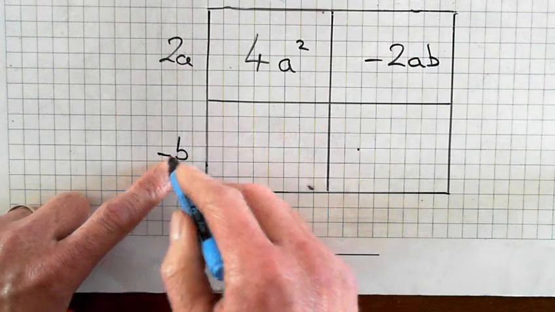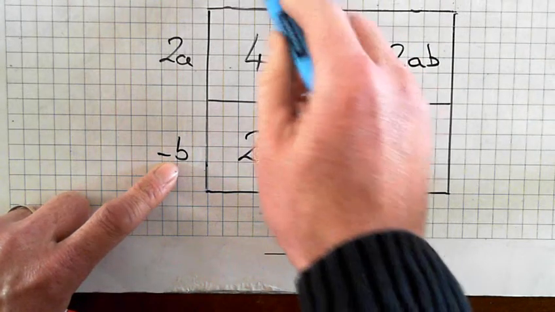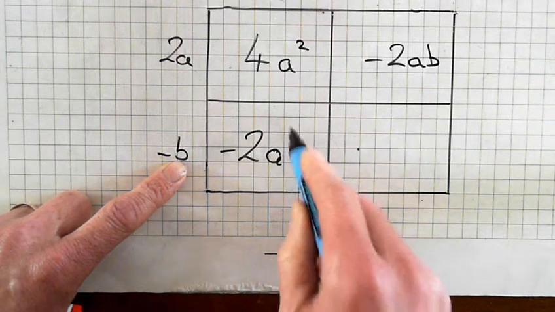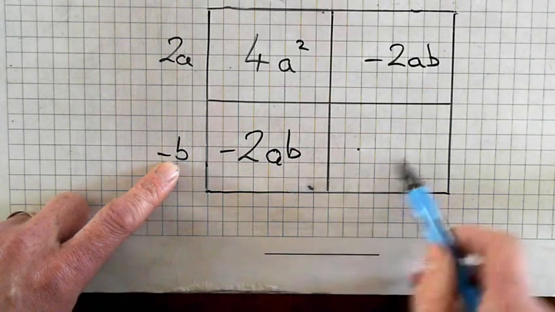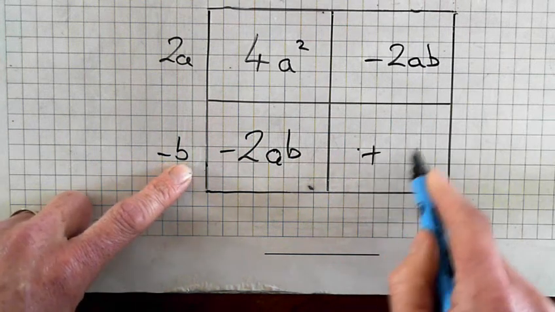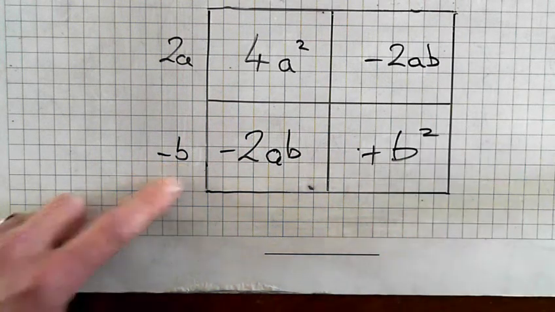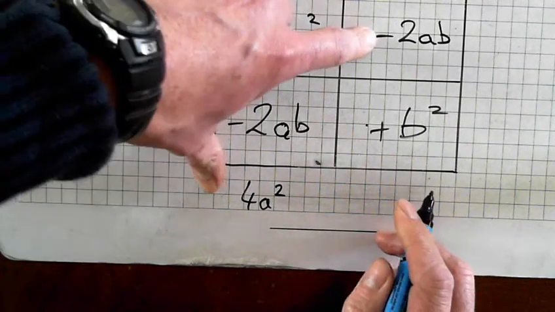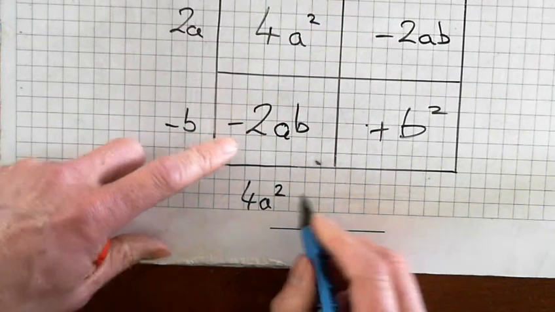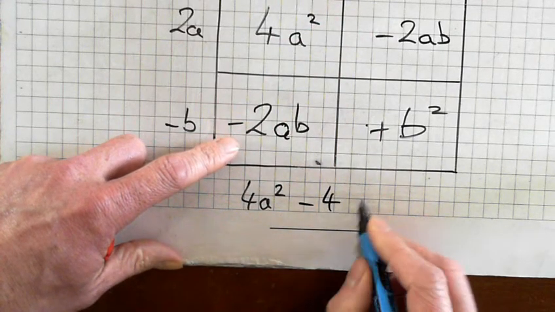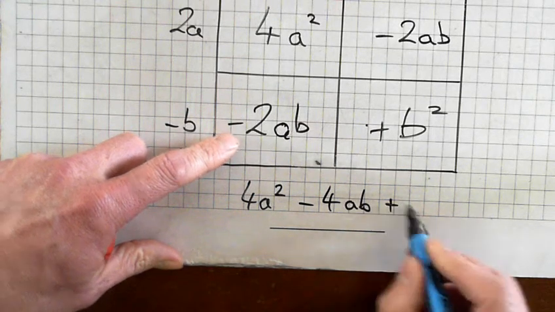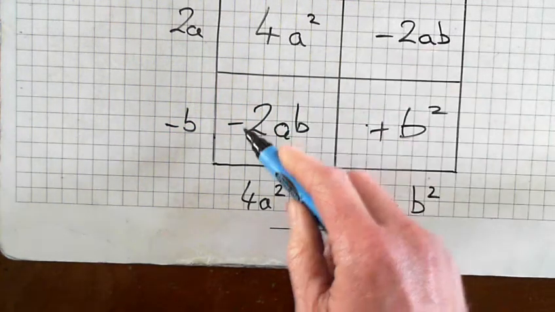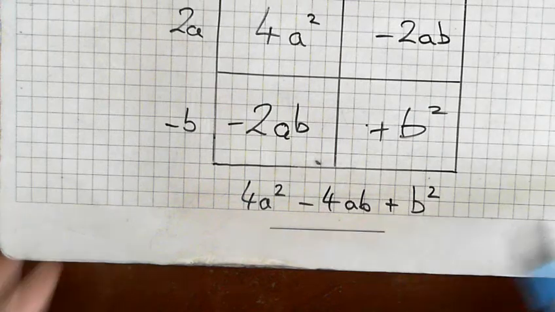Here 2 times 1b, 2 times 1 is 2. Plus times a minus is a minus, a times b, ab. And minus times a minus is a plus, b times b, that's b squared. Now we have 4a squared, minus 2ab, minus 2ab, if you're adding them on a number line, it's minus 4ab plus b squared. So minus 2, add minus 2, it's minus 4ab.